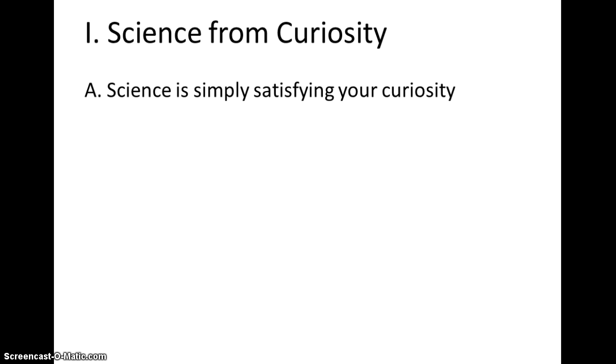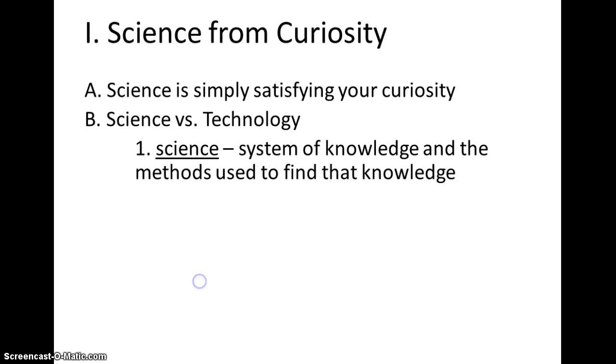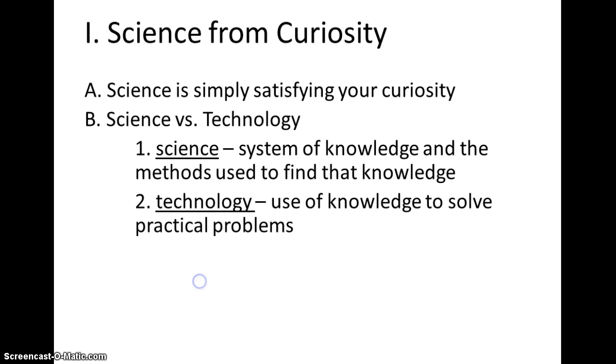Section 1 starts off talking about science from curiosity. Science is simply satisfying your curiosity. If you're curious about something, you can use science to help you understand it. Science and technology go hand in hand, but they do have different terms. Science is a system of knowledge and the methods used to find that knowledge, so how we find the knowledge that we're curious about. Technology is using that knowledge to solve practical problems.